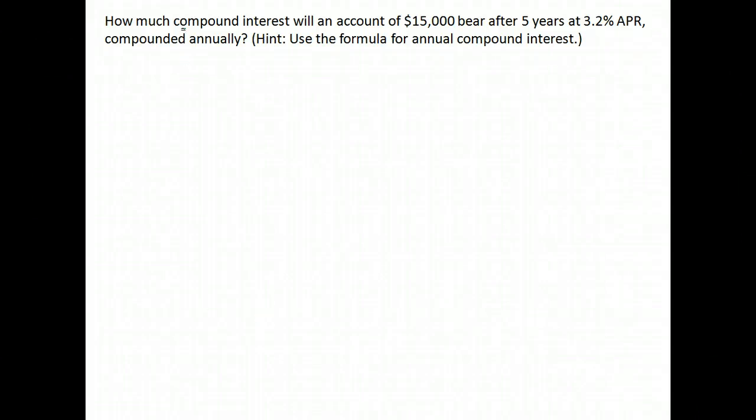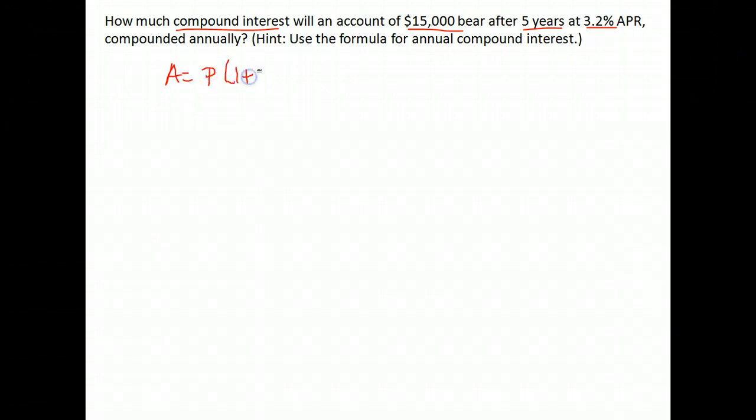All right, here's another one. How much interest will an account of $15,000 bear after 5 years, 3.2% calculated annually, so every year? All right, so use the compound interest formula and then we'll find our interest afterwards.